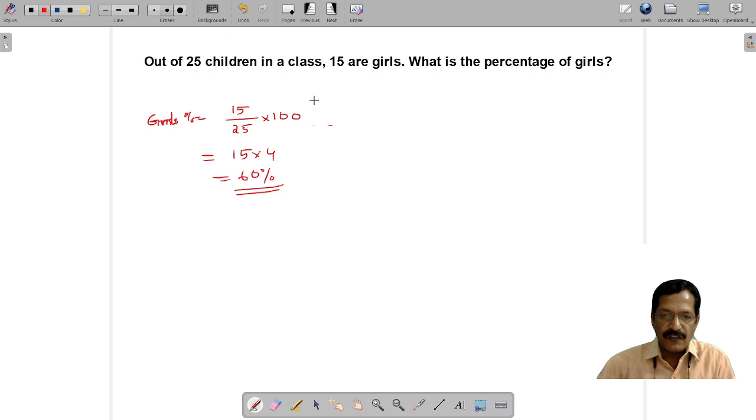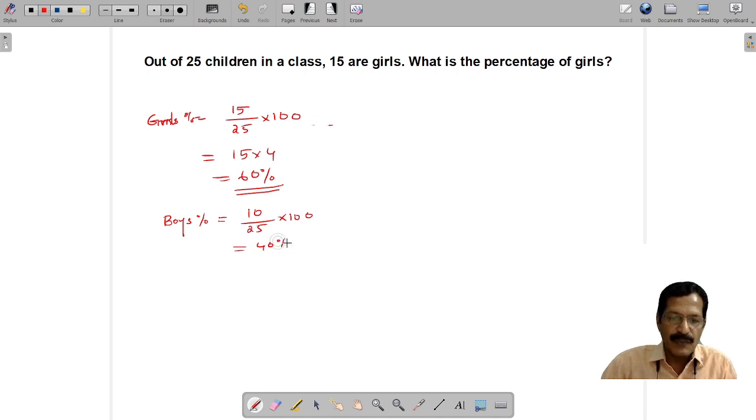Now if I am asking what is the percentage of boys in that particular class, then the remaining 10 are boys. So boys percentage is 10 by 25 into 100. The same procedure, and we will get 40%. Otherwise, we can find it from here: 60% are girls, so the remaining are 40 in 100. 100 minus 60 is 40. So 40%.